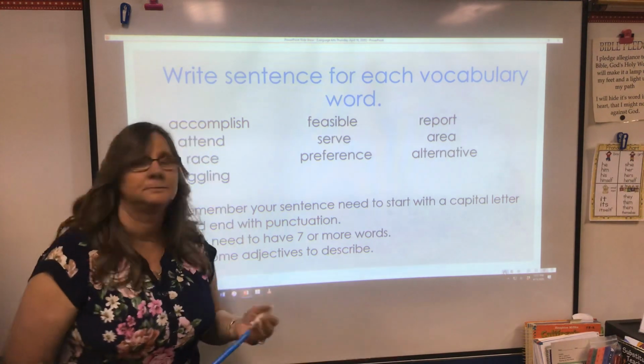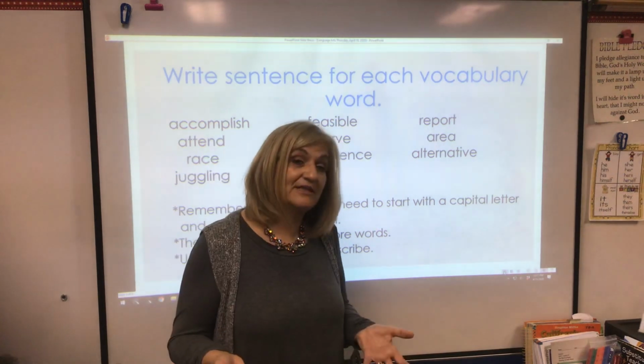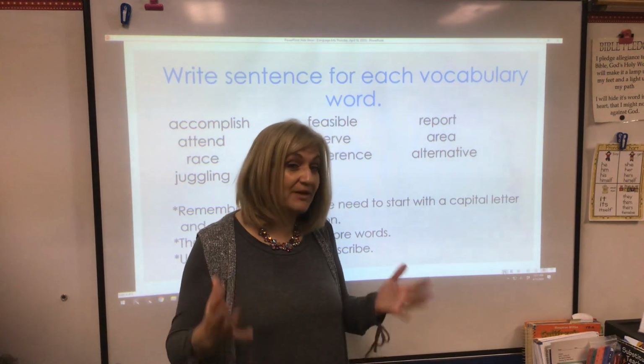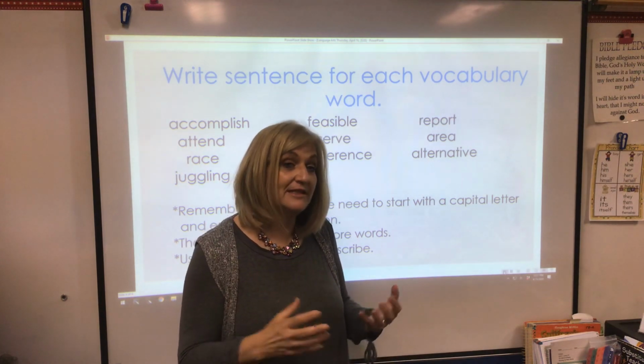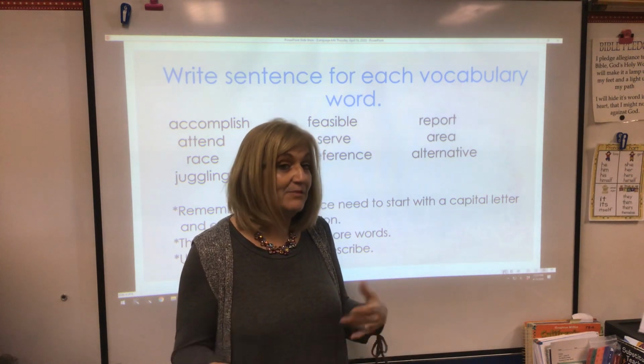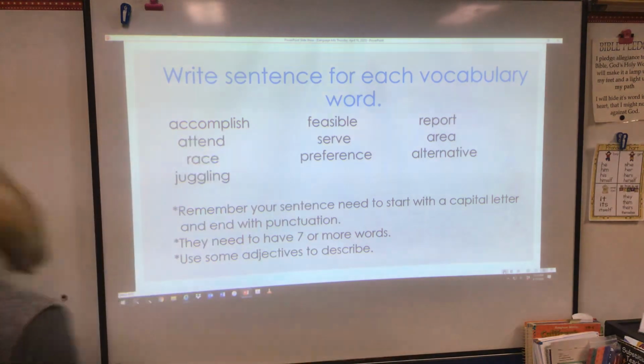One thing they should do is they should reread. When you get done doing your sentence, reread it. Make sure it makes sense before you turn it in. So reread your sentence, make sure it makes sense. Maybe even read it to mom or dad or one of your brothers or sisters or something.